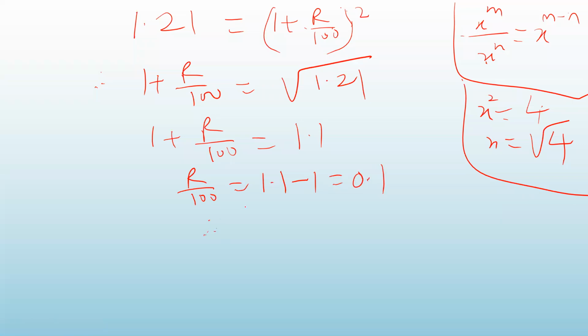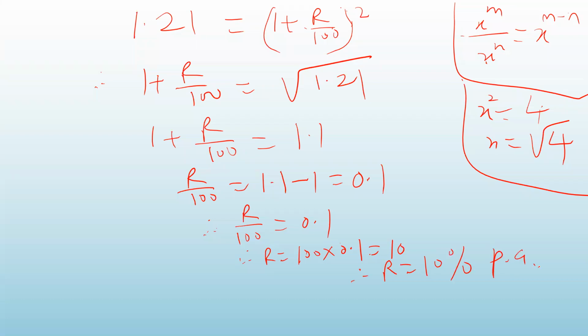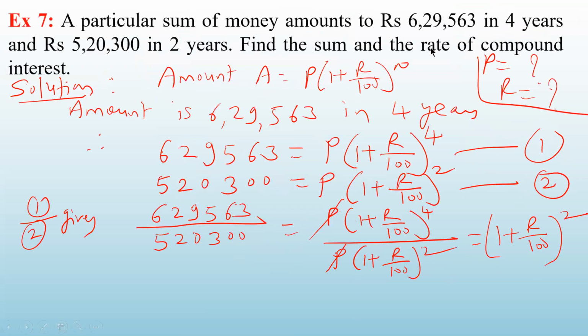So what will be the value of R? See, you are getting R upon 100 is 0.1. So what will be R? It will be 100 into 0.1. That will give you 10. So you are getting, therefore, the rate of interest R is 10% per annum. Okay. So you have calculated the value of rate of interest.